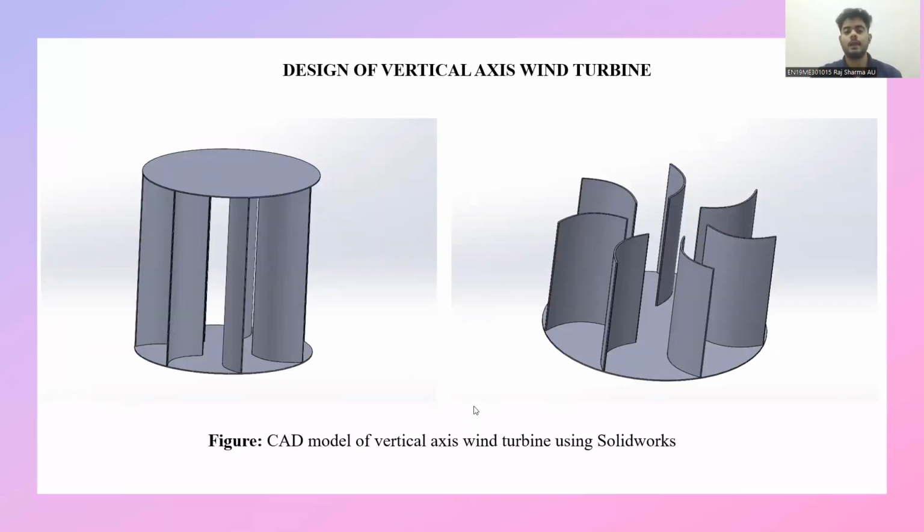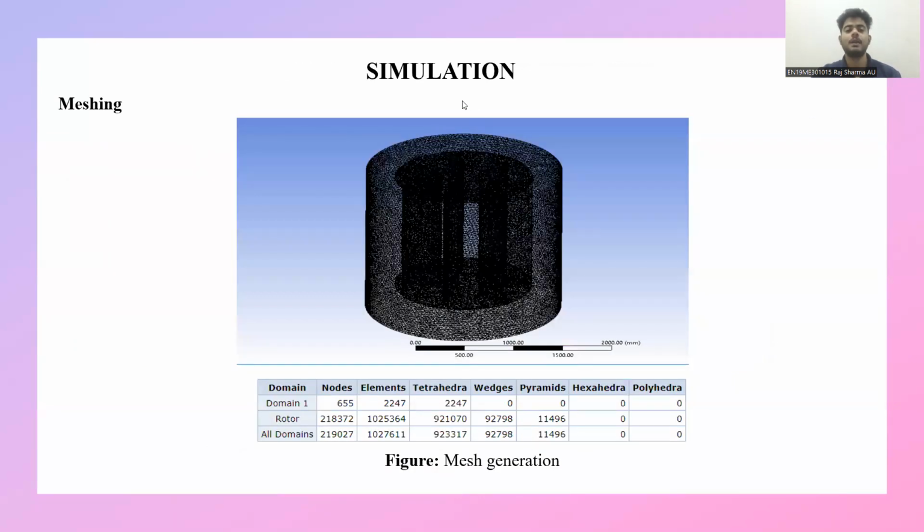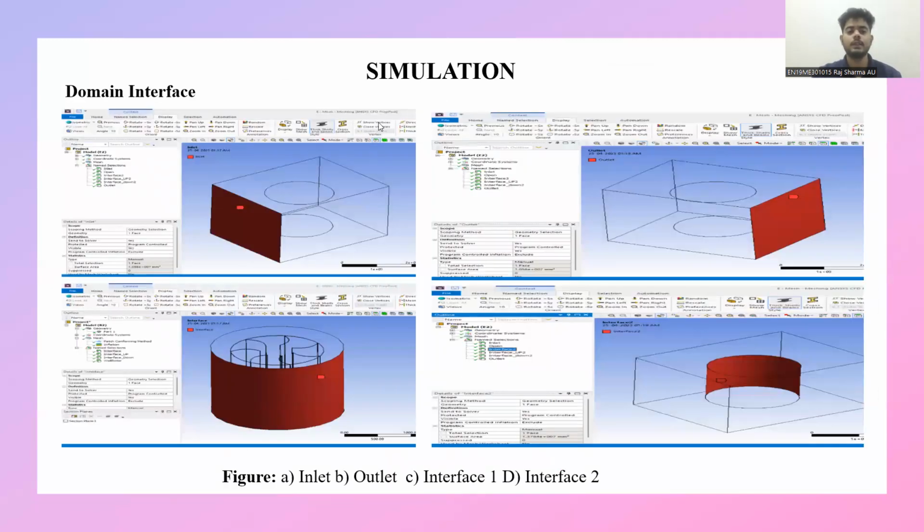So, this is the design of the vertical axis wind turbine, a CAD model of the vertical axis wind turbine using SolidWorks. SolidWorks is basically a software which is used to design this. And this is the meshing simulation of the vertical axis wind turbine with the given data. So this is the simulation.